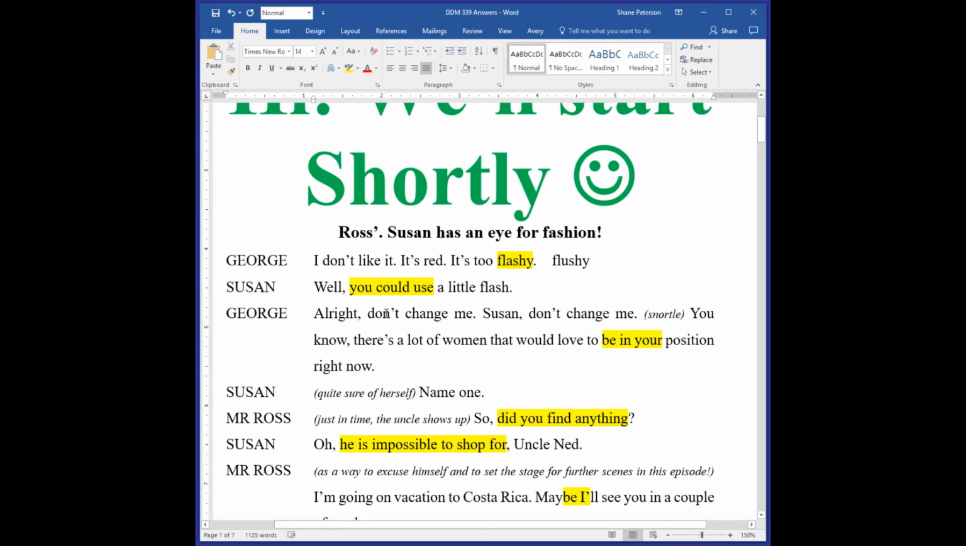Elena, intonation. You could use a little flash. You could use a little flash. Very good. Use gets a little bit more. One more time. You could use a little flash. Great job. Linking for George, be in your. Which one? Be in your. Oh, be in your position. Very good. Love to be in your position.